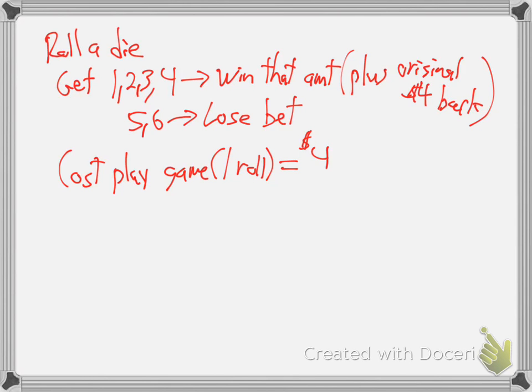Your bank account went up 1 or 2 or 3 or 4, or it went down $4 if you rolled a 5 or 6, because you lost your $4 bet. Your bank account is negatively affected $4. So, is that a good game? Is that a game you should play if they had it at the casino? Based on odds, yeah. What odds? Just the 2/3 thing.